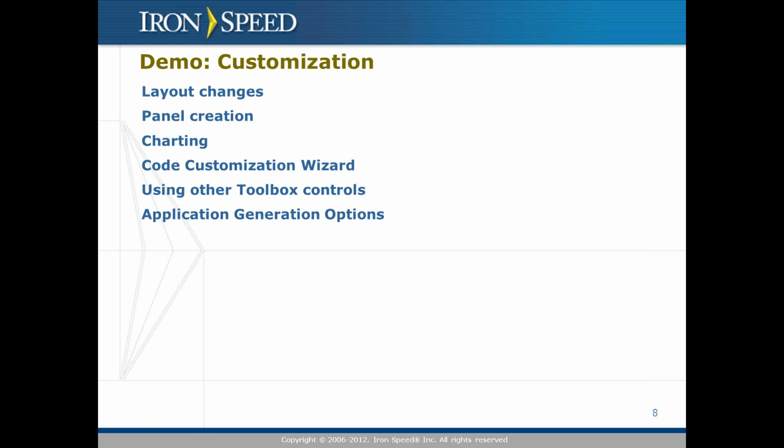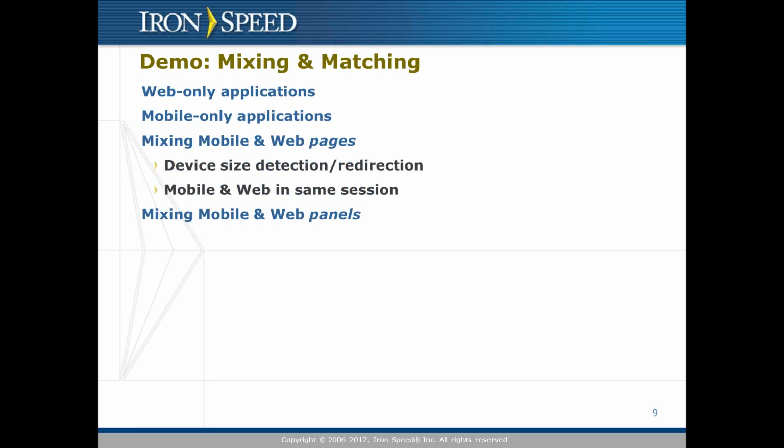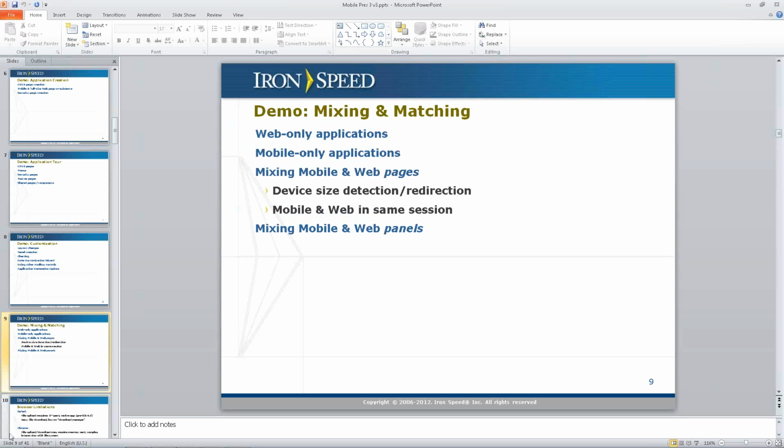So let's see if we've got everything here. We did charting, the wizard, the toolbox, and the application generation options. So that's a quick overview of the customization. And the last thing I want to demonstrate is mixing and matching the mobile and web applications. Now, we've actually already done this. The application I created has both mobile pages and the full-size web pages. So you can do the two of them together.